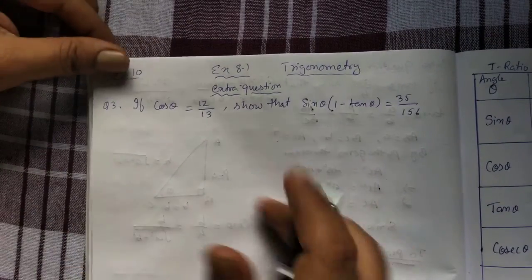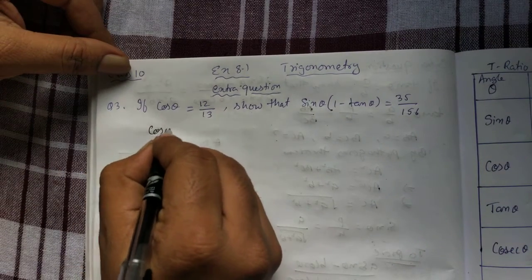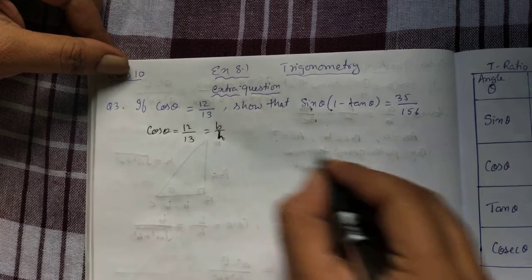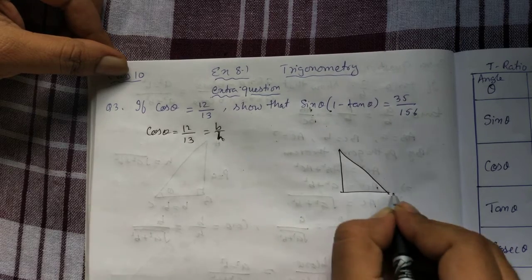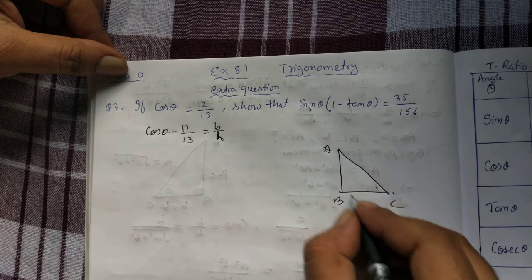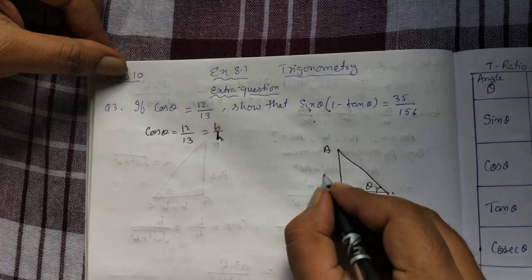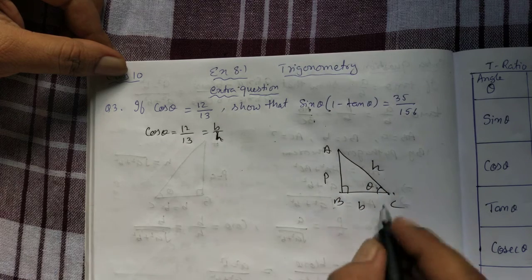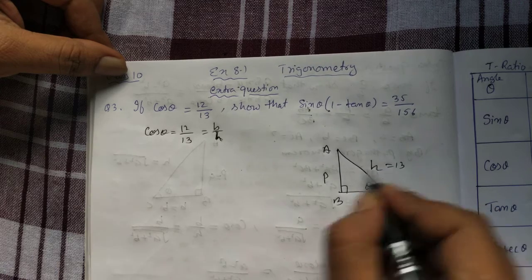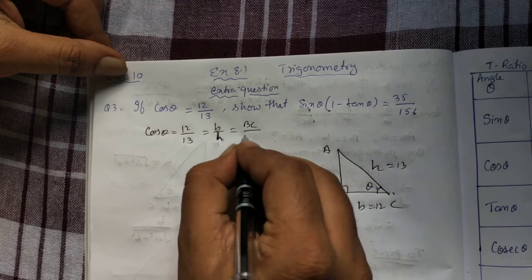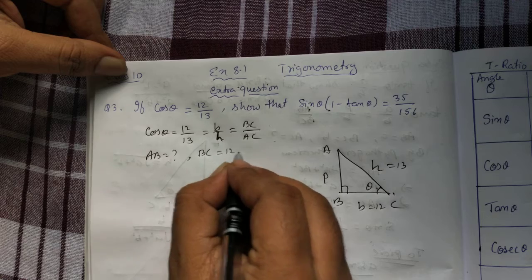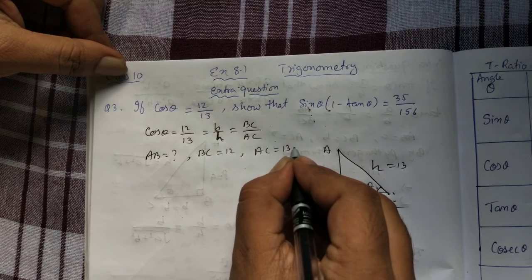Let's go to third extra question. Here cos theta is given as 12 by 13. Cos theta is "curly brown" here. So let us draw the diagram. A, B, C. If this is theta, this is your perpendicular, this is your base, and longest side is hypotenuse. That means B is 12 and H is 13. So BC by AC. AB we don't know, we're going to find. BC is 12 and AC is 13.